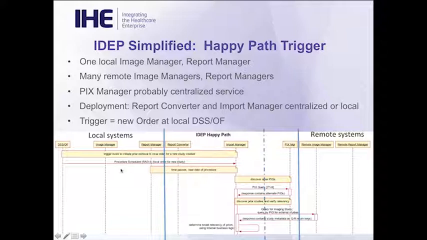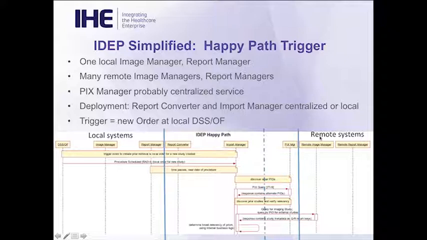So just to introduce the sequence diagrams, over to the left we have the local systems: a department system scheduler, a local image manager, which is your PAC system probably, and a local report manager. So this blue line right here defines the systems to the left as being the local systems. There's typically going to be one of each of these systems which are considered to be the local system.